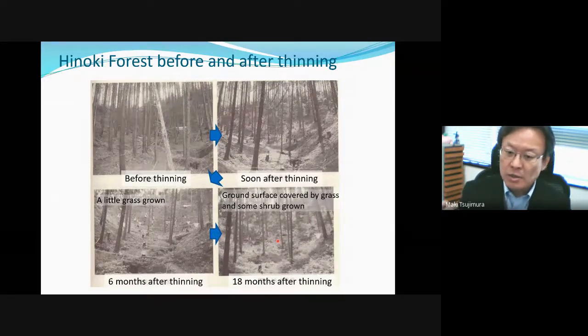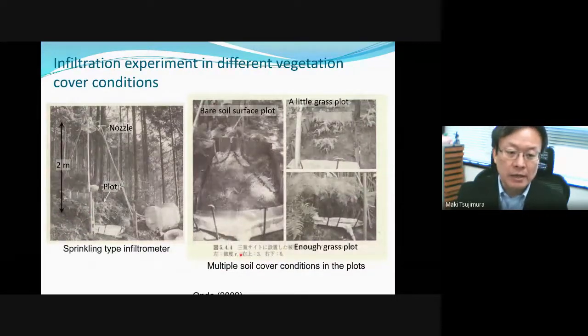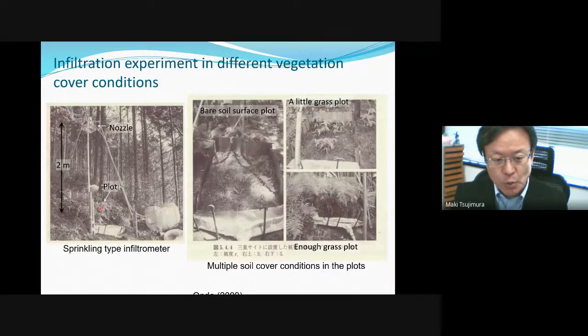Then, how does this kind of shrub and grass work in runoff in the forested watershed? This is an experimental slope in a forest, and in 2009 we performed an infiltration experiment in different vegetation cover conditions. This is a sprinkling type infiltrometer. This is a nozzle with a height of 2 meters from the forest slope with an angle of approximately 15 degrees. And this is a plot.